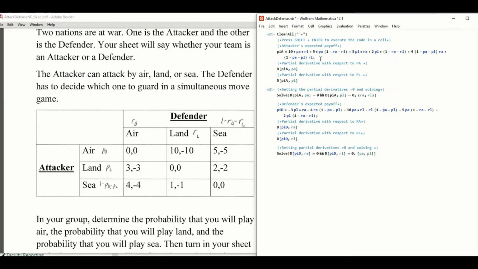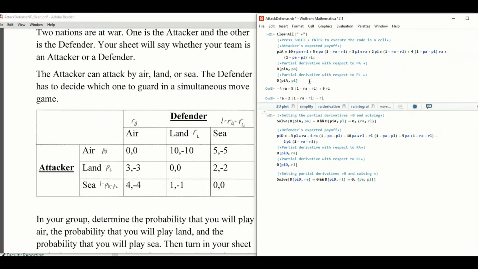So once you write down the expected payoffs, you gotta take partial derivatives and set them equal to 0. To do that with a computer, we just use big D for partial derivatives. So this is saying partial derivative of attacker's payoff, pi A, with respect to PA. This one down here is derivative of attacker's payoff with respect to PL. To run this code, I just click inside this block and then press Shift and Enter on my keyboard. And now I got my partial derivatives.